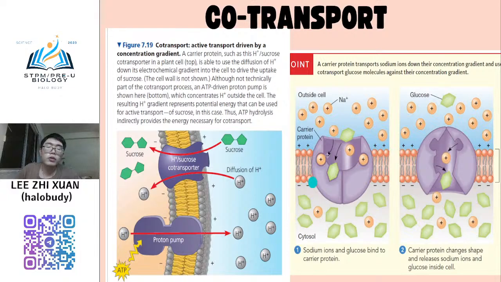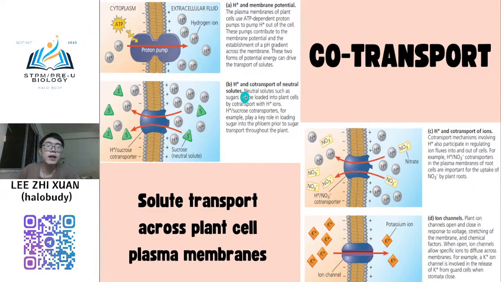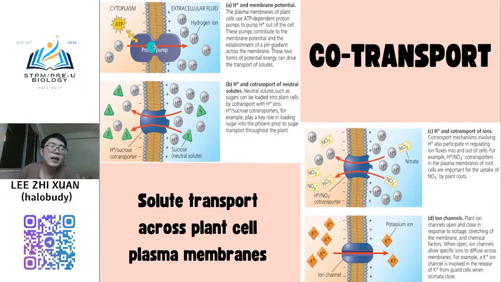Okay, so for this kind of transport, if you see here, this one is hydrogen ion sucrose co-transport. So normally, this is actually the full process. Firstly, dia akan guna proton pump. So for here, it will already involve ATP. And then it will pump the hydrogen ion from the cytoplasmic part into the outer part. Okay, now it contains many hydrogen ions at the extracellular fluid.